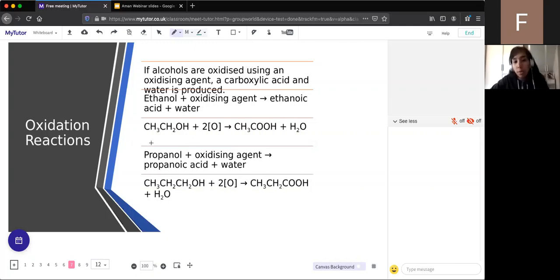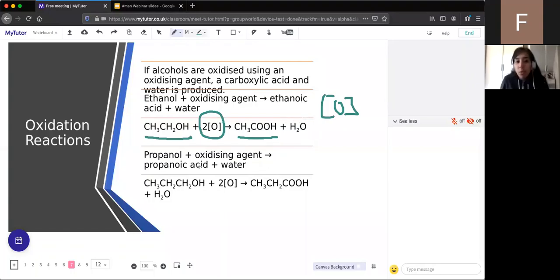So if we have a look at the first reaction, we've got ethanol, which is CH3CH2OH, reacting with an oxidizing agent, and that is how you denote an oxidizing agent. You say that there's oxygen in there somewhere, and it's denoted like that, with the bracket. It then produces ethanoic acid, so CH3COOH. Remember, the COOH is the functional group for carboxylic acids, and water.